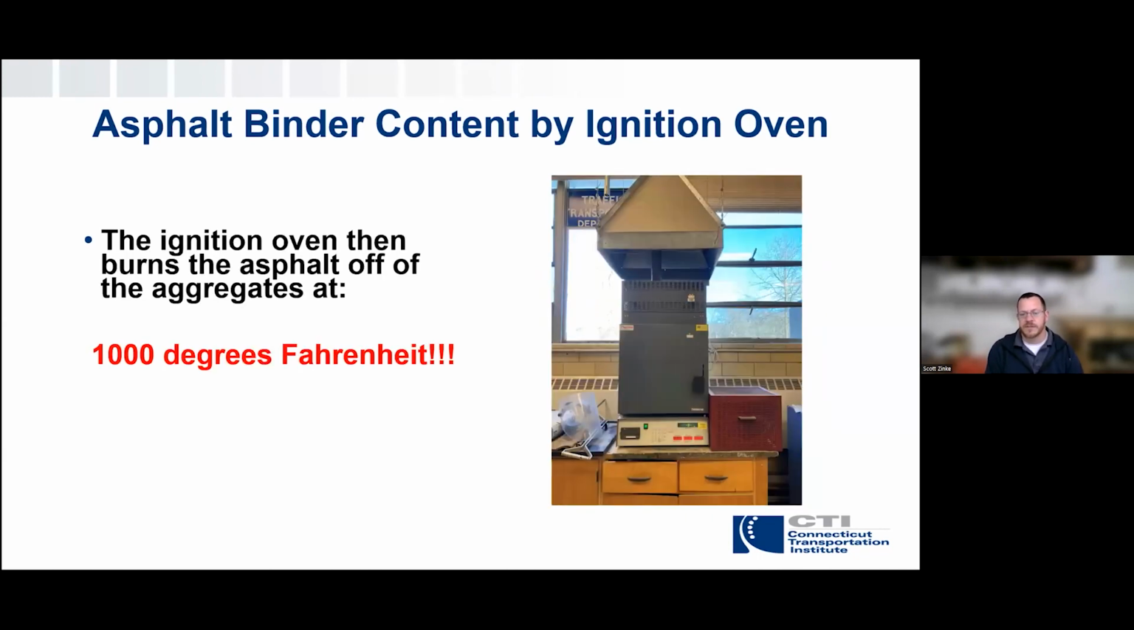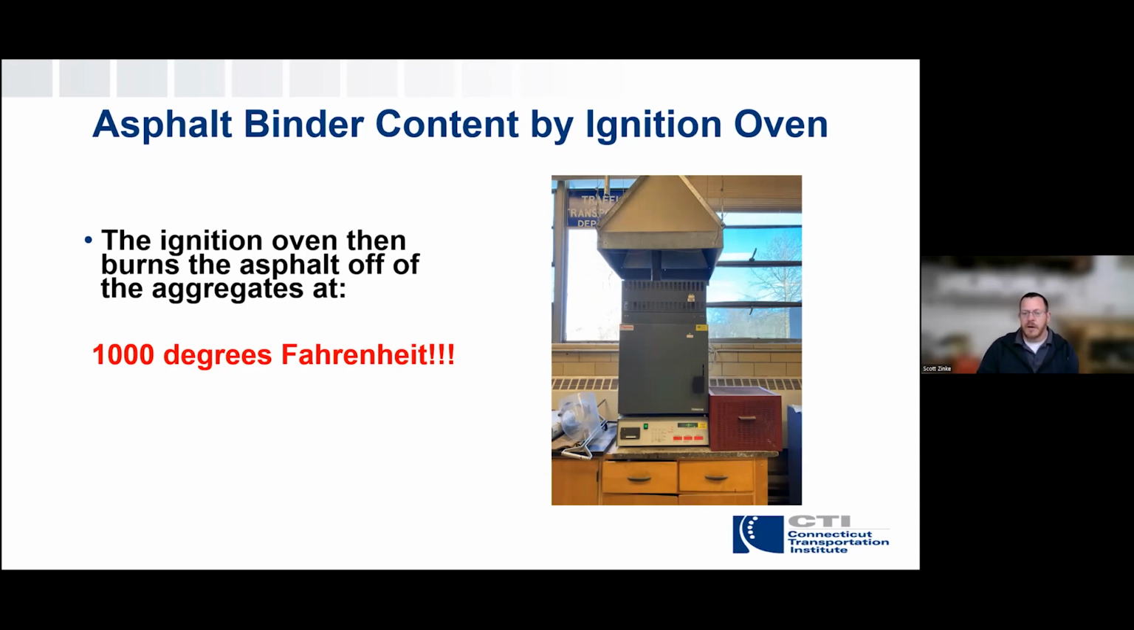And the way that this works first is we have to heat the oven up. The oven can take quite a while because that's a significant amount of heat. 538 C or 1,000 degrees Fahrenheit is very, very hot. And so it takes some time to heat these ovens up to temperature. But nonetheless, that's what you see there on this ignition oven.